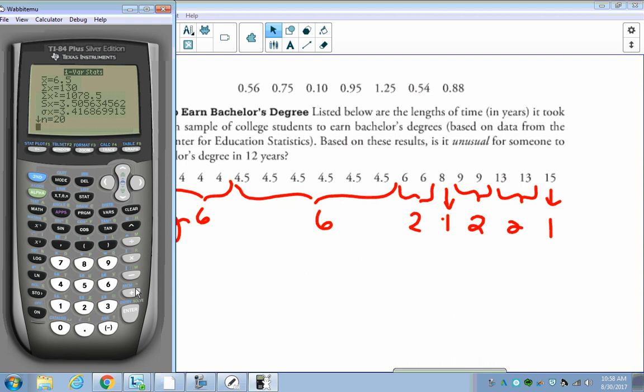Okay, so you have the old operating system, and what you did is you forgot to type in L1, L2. So you're going to go to stat, you're going to cursor over to calculate, you're going to hit enter once, and see where it's blinking here? You have to say second L1, comma, second L2, and then hit enter.